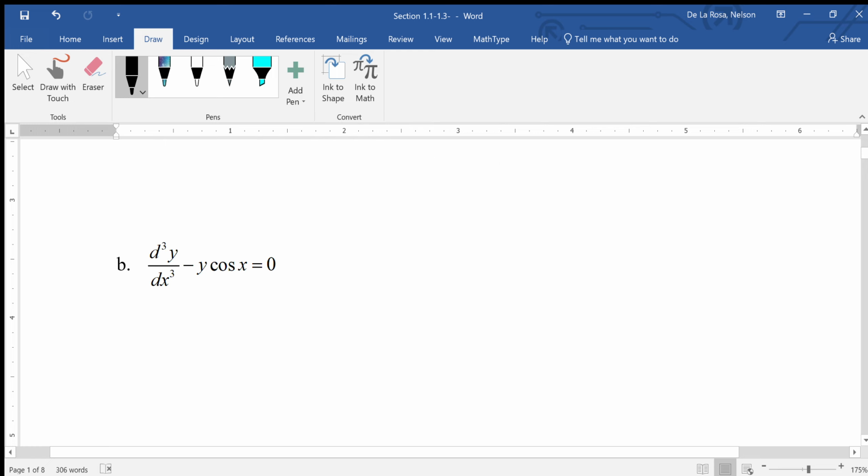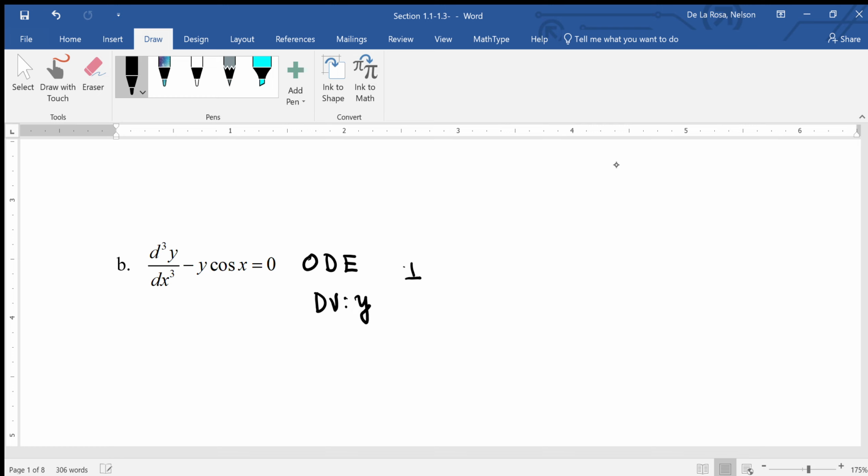In example B, or 1b, we have an ODE. We have only one dependent variable, which is y, and the independent variable is x. Then the order is 3 because that is the highest derivative present.